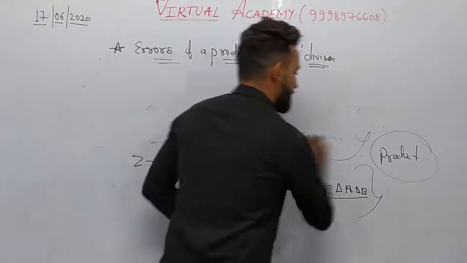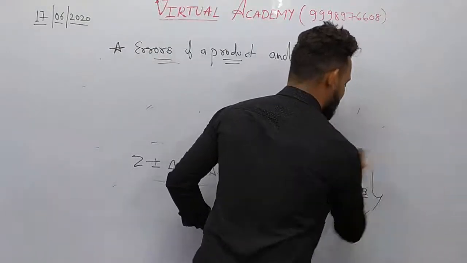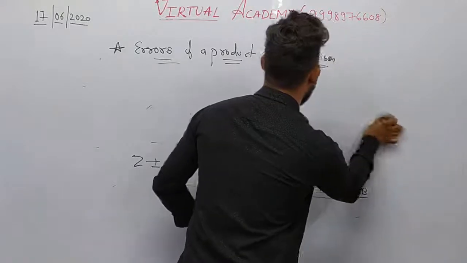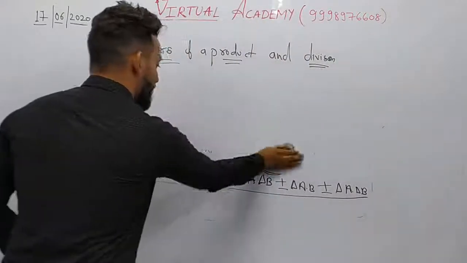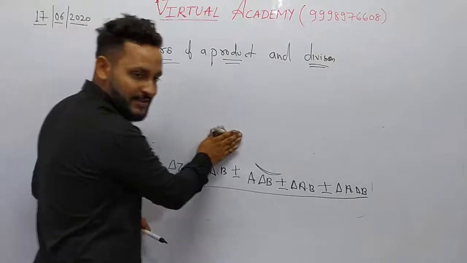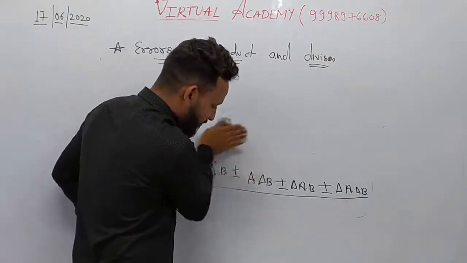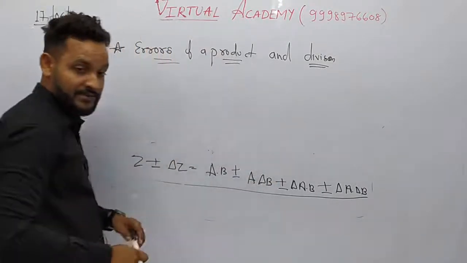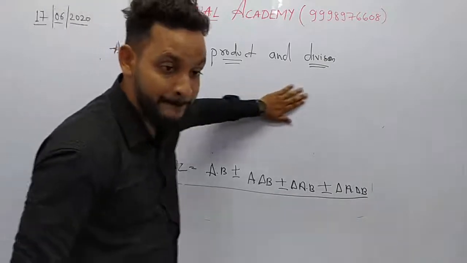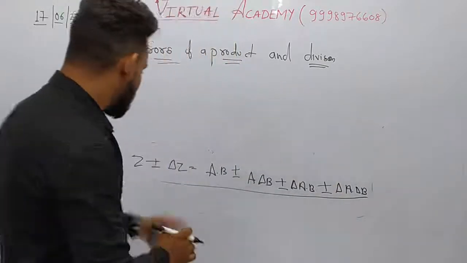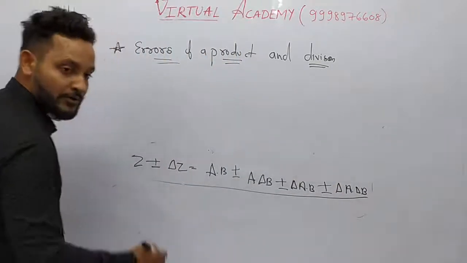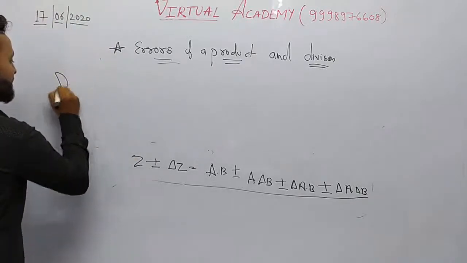Now for मैंने क्या बोला? A and B are what? Physical quantity. Now when we are measuring physical quantity, then the chances arises of an error. So at the time we are dealing with addition, subtraction, multiplication, and the division. Now ये हमारा equation है. Now we are going to deal with division.